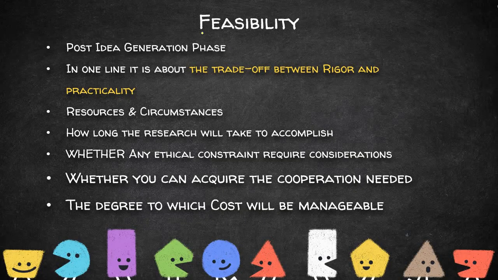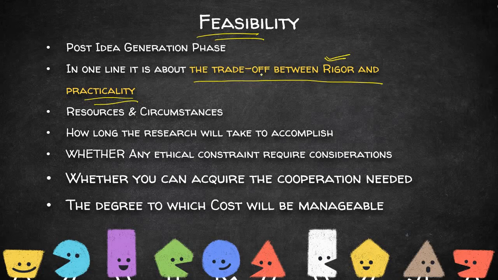Post idea generation phase is the phase of feasibility study. In one line, it is actually about the trade-off between rigor and practicality. Scientific rigor, maintaining scientific rigor or high standards in research, is one of the key requirements towards doing a good research work. So when we say academic rigor or rigor in research, it requires doing a lot of things which the researcher may find difficult, or maybe too broad or too specific or too demanding at times. Not everything could be maintained, but in no way could he dilute those things.